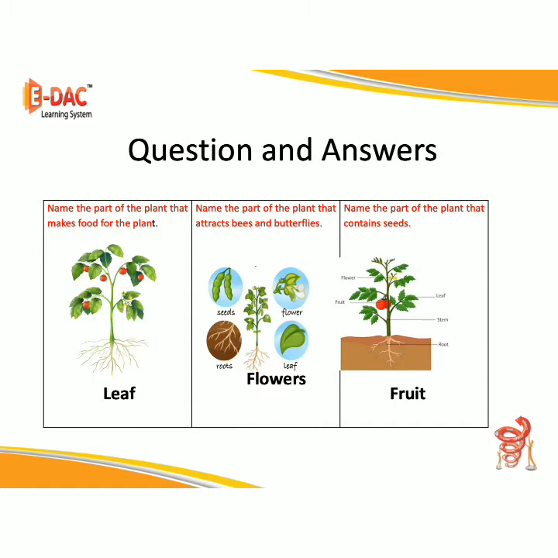Let us now answer some quick questions. Let us look at the image number 1 and name the part of the plant that makes the food for the plant. Yes, it is leaf. Let us name the part of the plant that attracts bees and butterflies. Yes, it is flowers. And what is the name of the part of the plant that contains seeds? Yes, it is fruits.